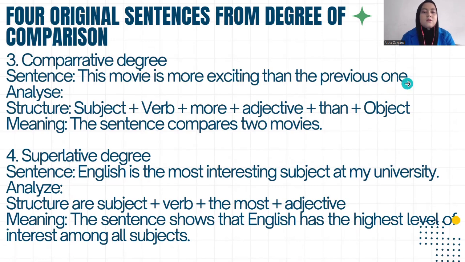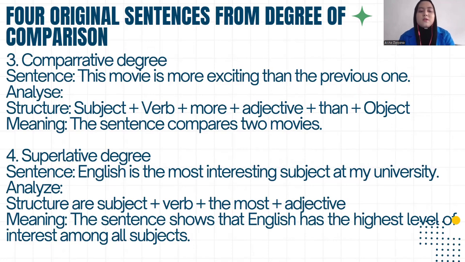And we got comparative degree as well. The sentence is, this movie is more exciting than the previous one. We can analyze it. The structure is subject plus verb plus more plus adjective plus than plus object. The meaning is the sentence compares two movies.